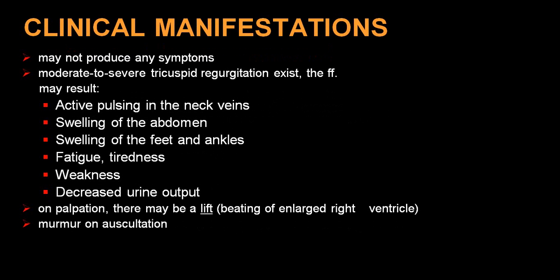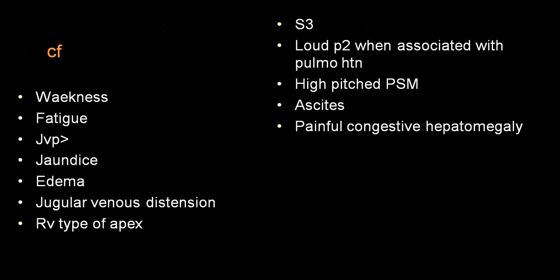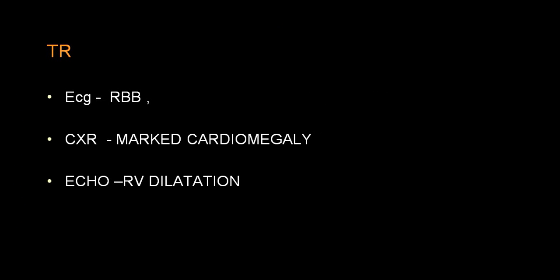Clinical manifestation: usually we come across a diastolic murmur. Along with that, you will have symptoms and signs of congestive cardiac failure. Systolic pulsation will be present on the liver. Hepatojugular reflux will be present. JVP will be elevated. P2 will be loud, and there will be presence of S3, best heard in the tricuspid area.